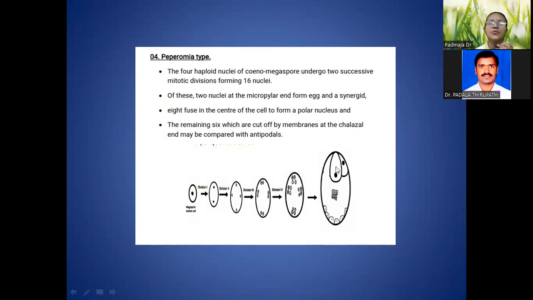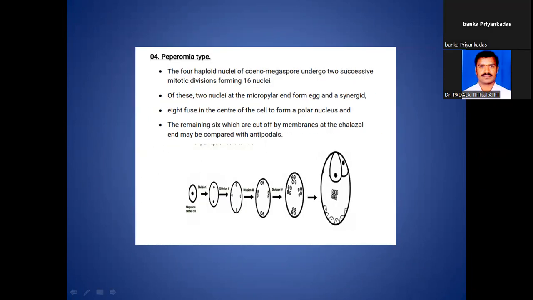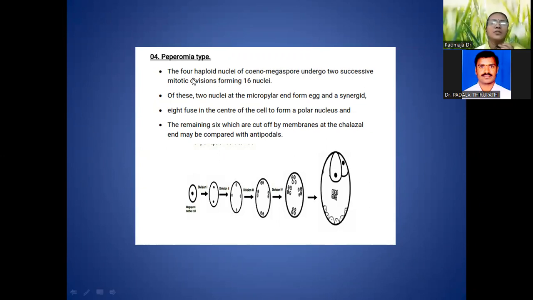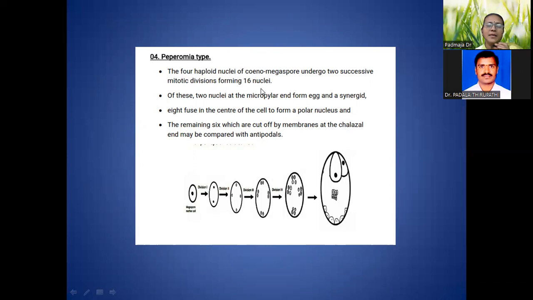If you see the matured embryo sac, how many nuclei are there? How many mitotic divisions have to take place, we have to see here. That means the 4 haploid nuclei of the coenomegaspore undergo 2 successive mitotic divisions, forming the 16 nuclei. That means the coenomegaspore has 4. In order to get 16, it has to undergo 2 mitotic divisions.